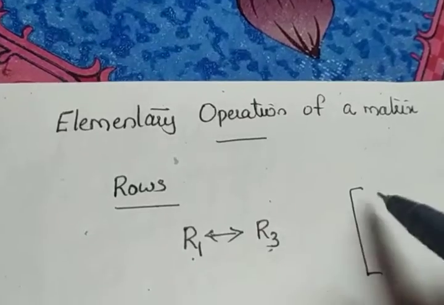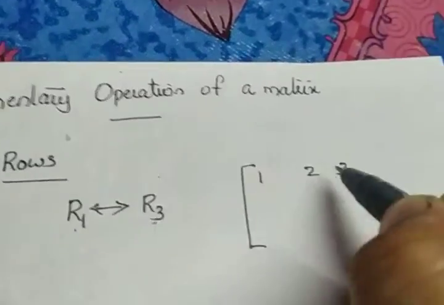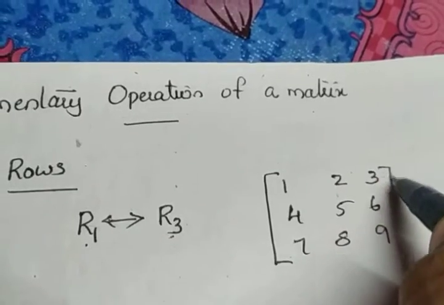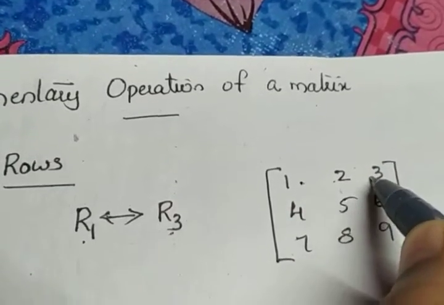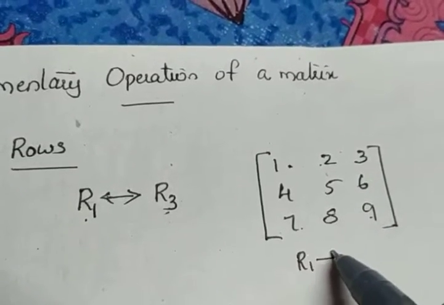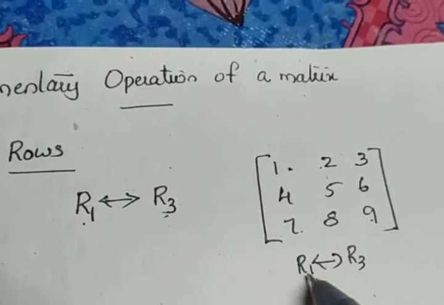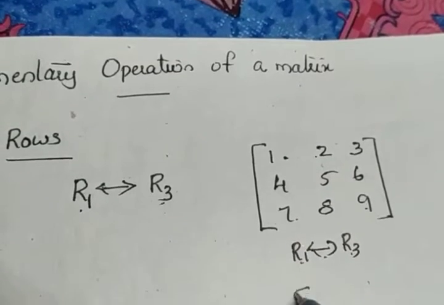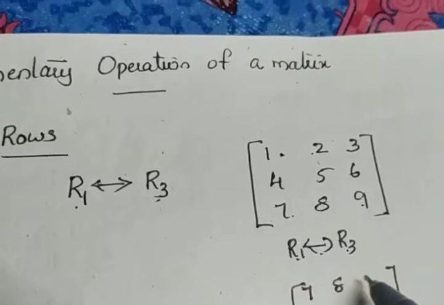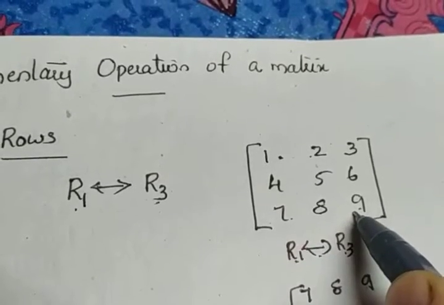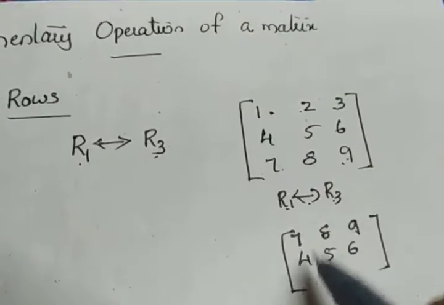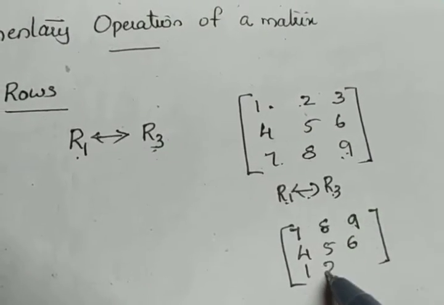For example, if I am taking a matrix 1, 2, 3, 4, 5, 6, 7, 8 and 9, R1 is 1, 2, 3 and R3 is 7, 8, 9. In the next step, I can interchange both the rows, R1 interchanges to R3. So the corresponding next matrix will be: first row will be 7, 8, 9, which is the third row of the above matrix. Second row remains the same, 4, 5, 6, and first row becomes the third row here, 1, 2, 3.